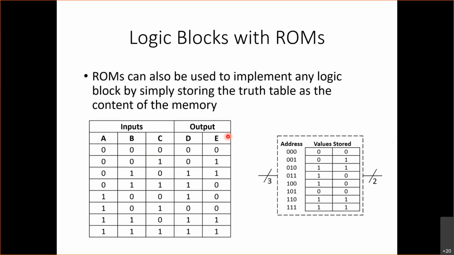So rather than using AND gates and OR gates, I can just take the outputs of this truth table and store them in a ROM, right? Since I have 3 different inputs, I have a 3-bit address, which gives me 2 to the power 3 different address locations. And in each location, I will store the value for the output. This way, if I get a certain input, I will simply read the value at the output, and this will be my result.